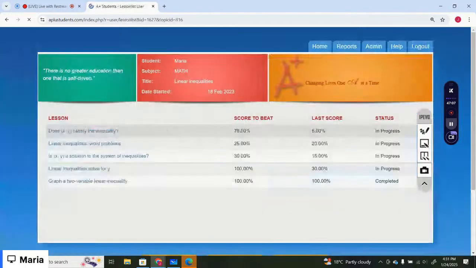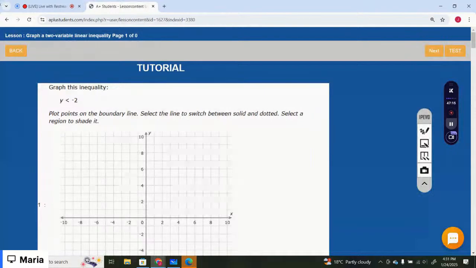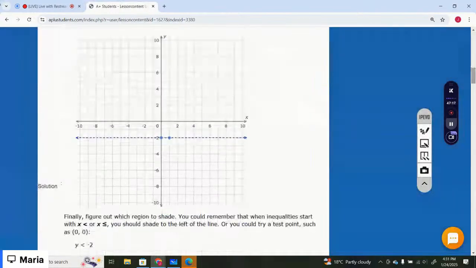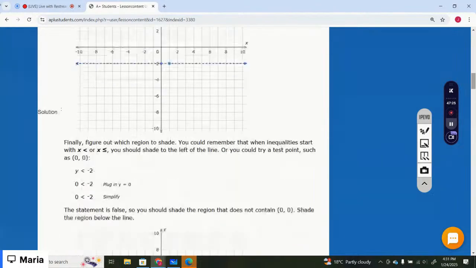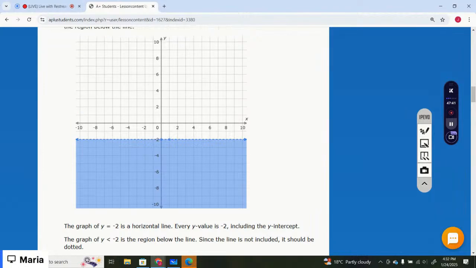The next lesson is graph a two variable linear inequality. Y is less than negative 2. So just make a line on the number line for the numbers that are less than negative 2. So you have all the numbers that are less than negative 2. That is negative 2 and here are the numbers that are less than negative 2. So the graph looks like this.